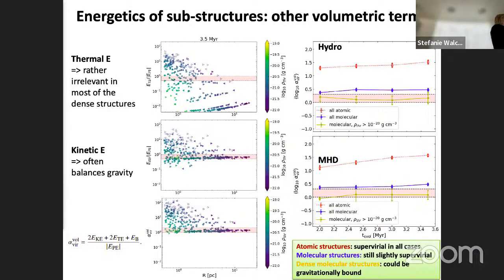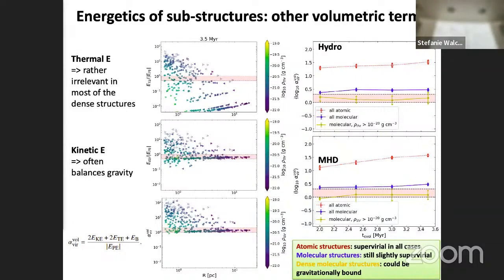Maybe a question that would help to clarify: in these simulations, you also have sink particles, right? No, this is without sink particles. Okay, then this doesn't clarify. Yeah, we did this analysis on purpose without sinks, because otherwise you can't do it.